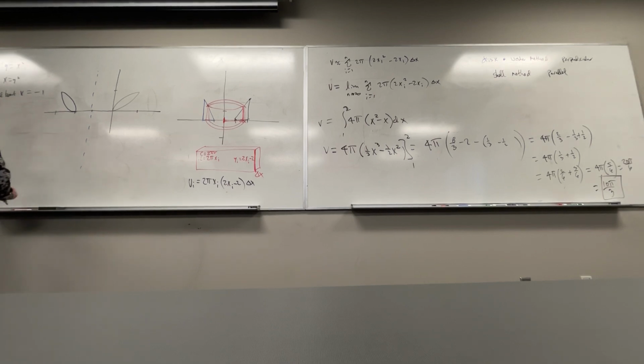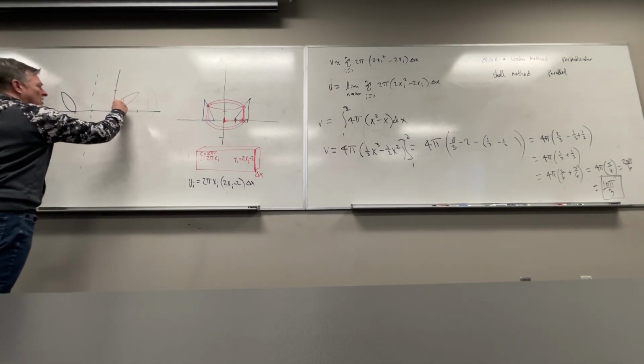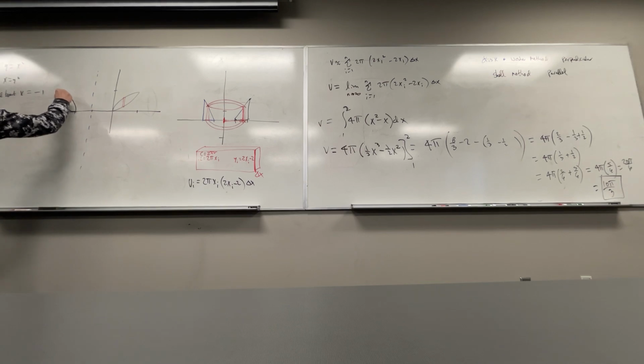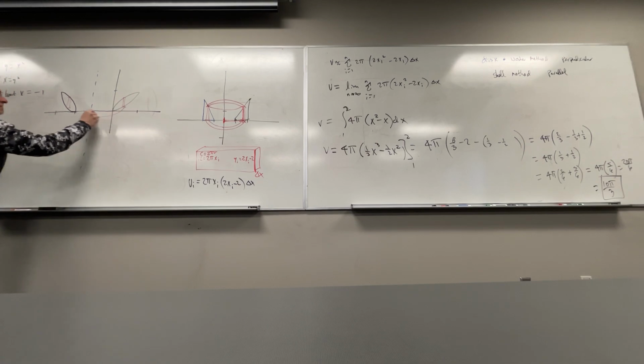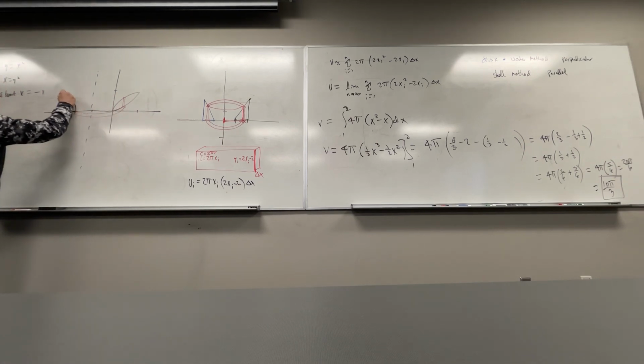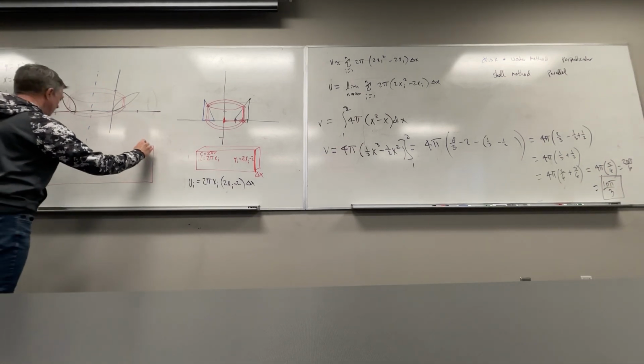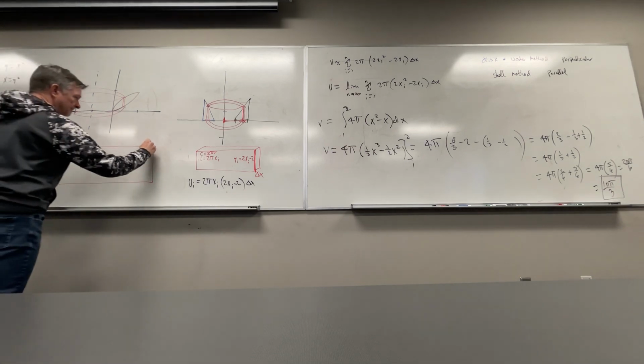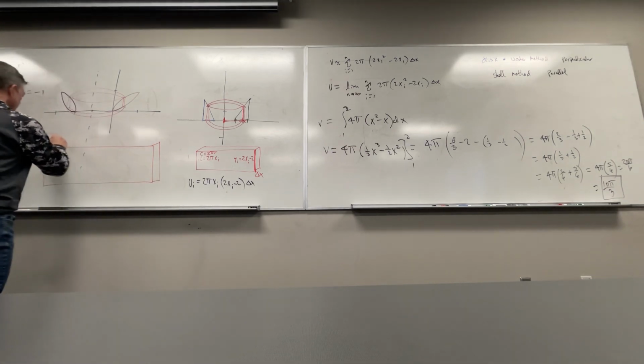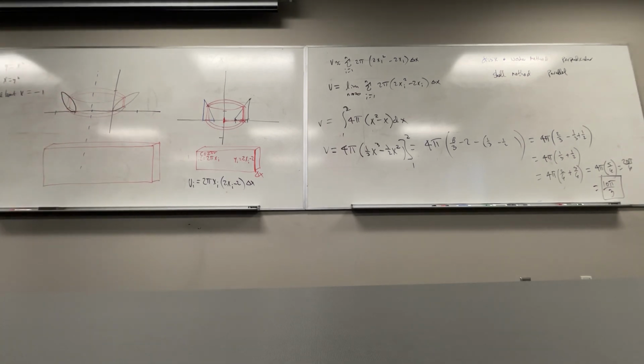And then if I use the shell method, I'm gonna draw my representative rectangle parallel to the axis of rotation. So this is what we look like here when we complete that rotation. Okay, so if we break that thing and lay it out, here's what we got. Is everybody doing pretty good here? Seeing it okay?